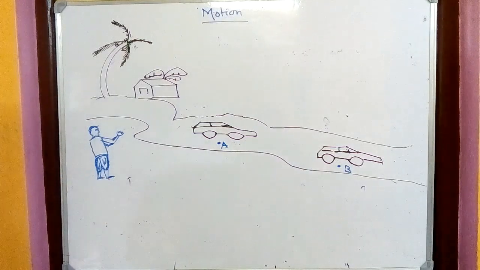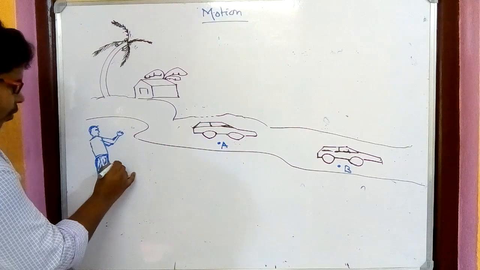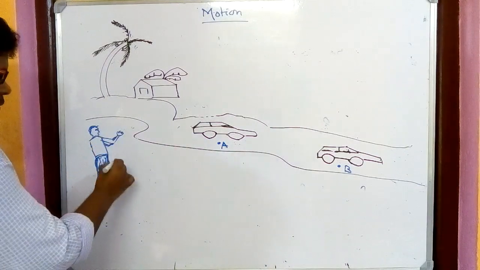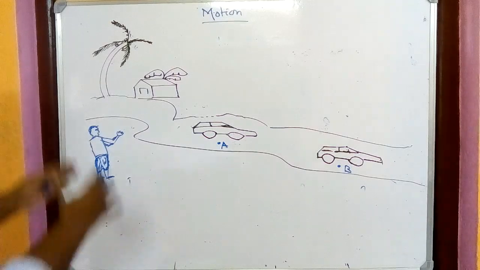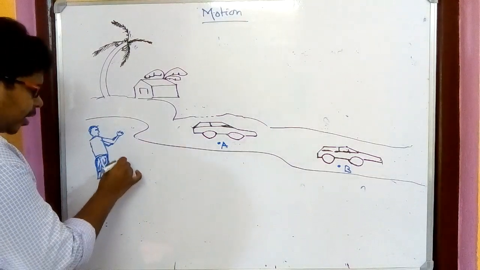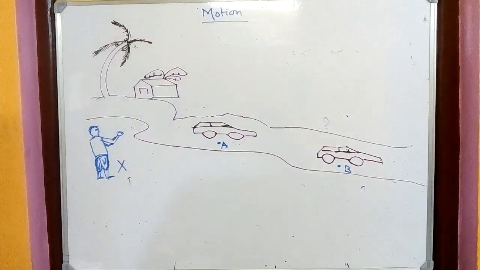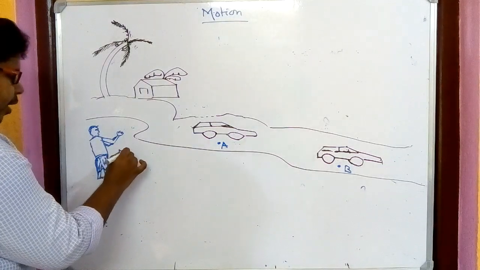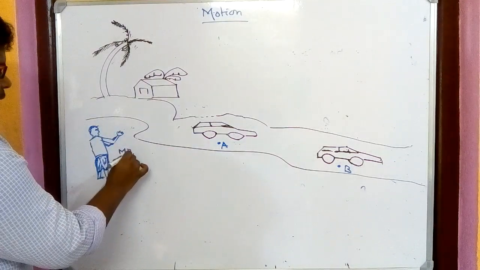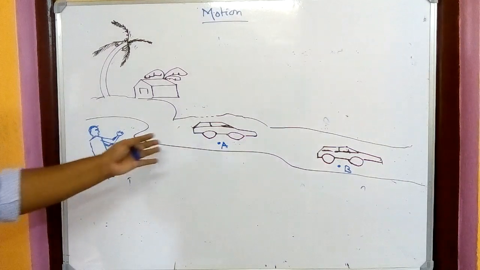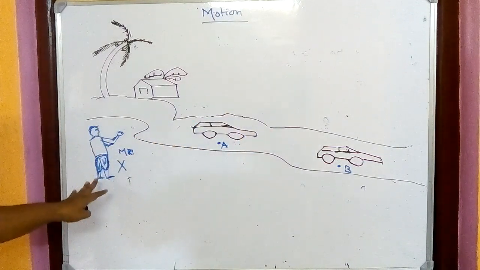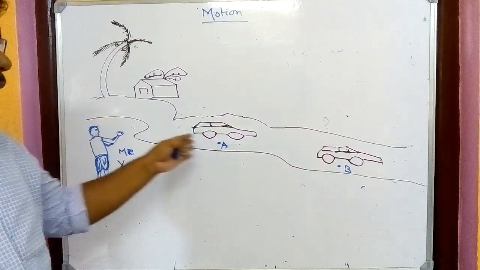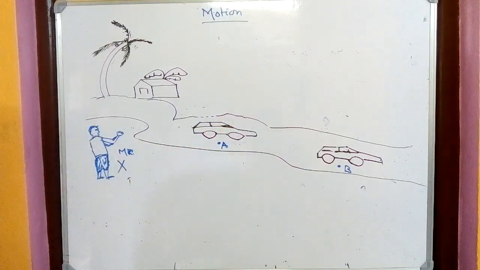So let's see. Assume it is you, whatever your name, whatever name you are thinking of as your own, that is the name I am telling. His name is Mr. X. So Mr. X is standing here, and he has seen the car is moving in this path. Mr. X is standing here and seeing that this car is moving in the path.